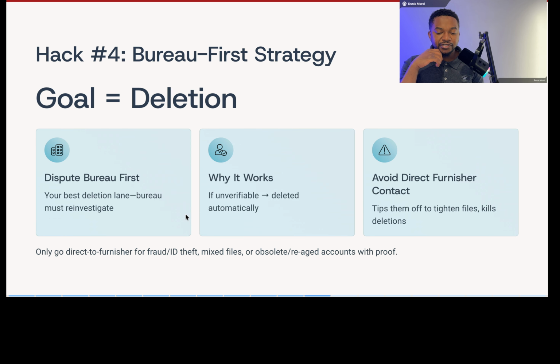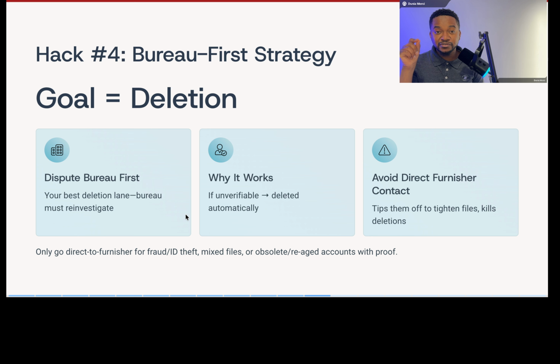disputing first with the bureau, I think, is one of the best strategies. Just dispute with the bureau first. So when you dispute with the bureau, your dispute letter goes into a machine called eOscar. eOscar reads that letter, and sometimes they'll just automatically say verify. So they didn't even contact the furnisher, right?